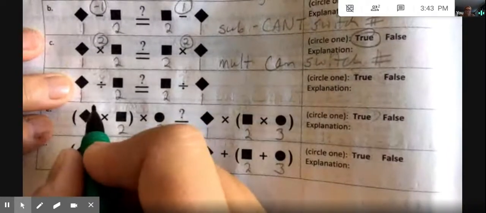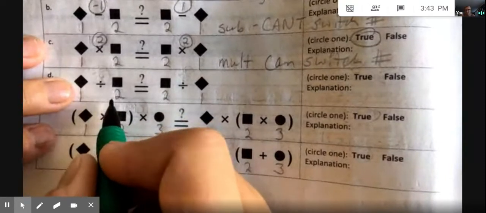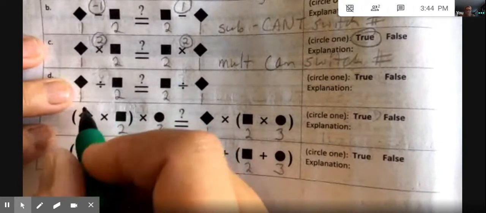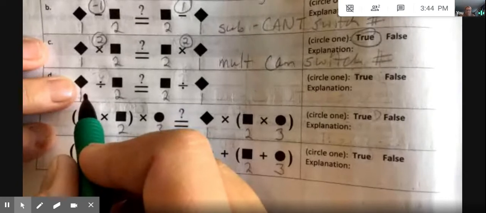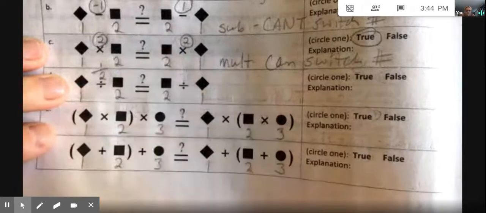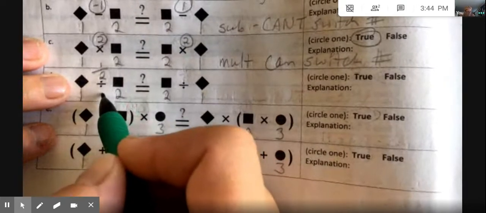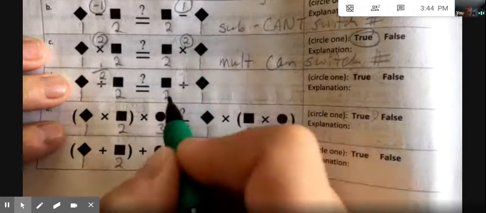And now let's take a look at division. 1 divided by 2. Okay, we could turn that into a decimal if we wanted to, but we could always write it as a fraction also. So I'm going to write this as a fraction. 1 divided by 2, because remember that fraction line means divided by. Equals 2 divided by 1.